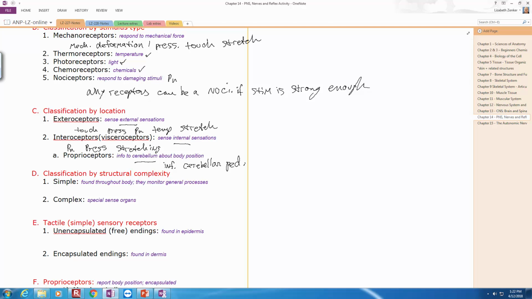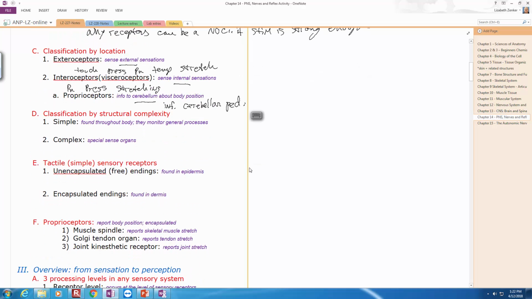All right. What else do we want to talk about? Oh, we can classify by the structural complexity. So is it something simple or is it something more complex? So most are going to be simple. And they're found throughout the body, and they monitor general processes. So that makes sense that if it's simple, think basic, think general process. Not super good at what it does. Doesn't have all that fine tuning. Versus complex means that you're probably getting multiple things that are giving you information. So the structural complexity being complex, and these are your special sense organs.